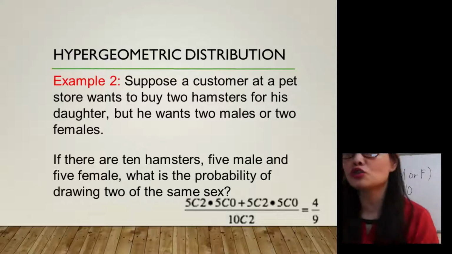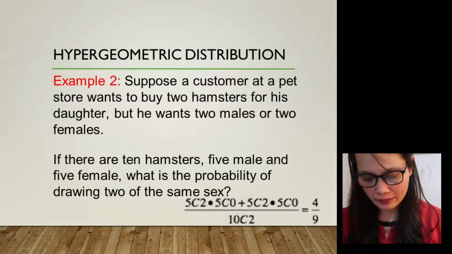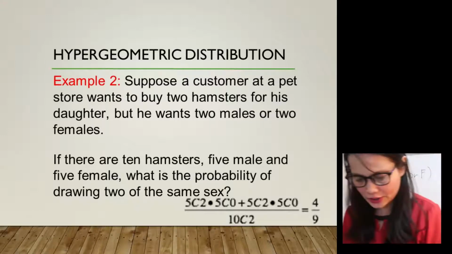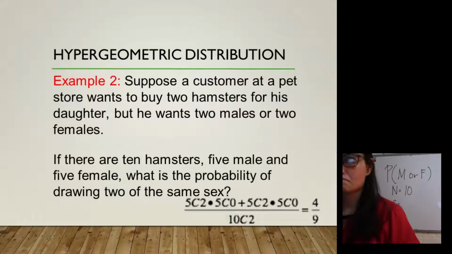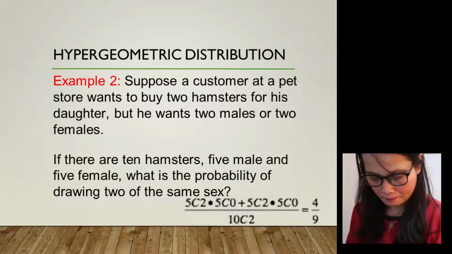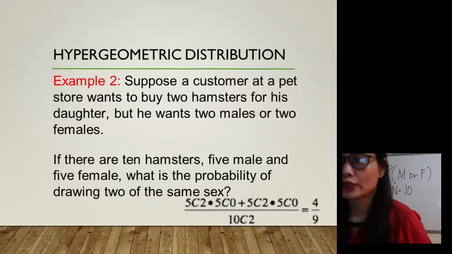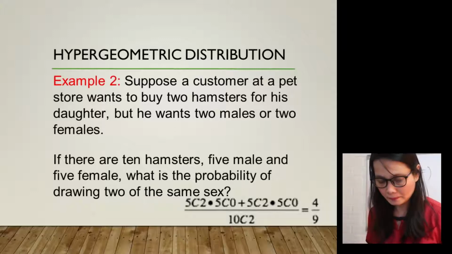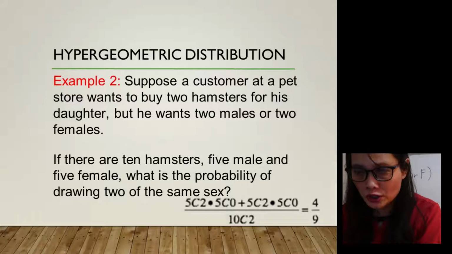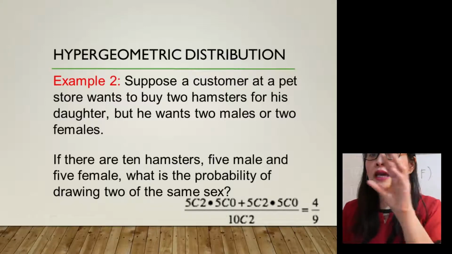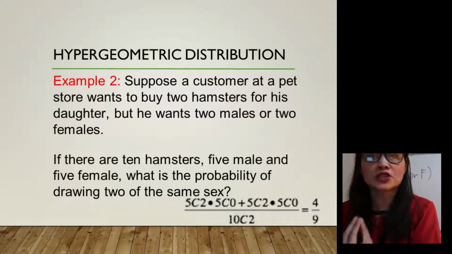When we say S, you're referring to the sample size. So we need what? Try to analyze number 2. If there are 10 hamsters, 5 male and 5 female, what is the probability of drawing 2 of the same sex?